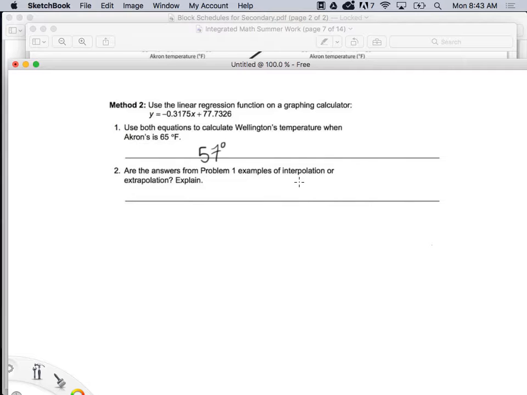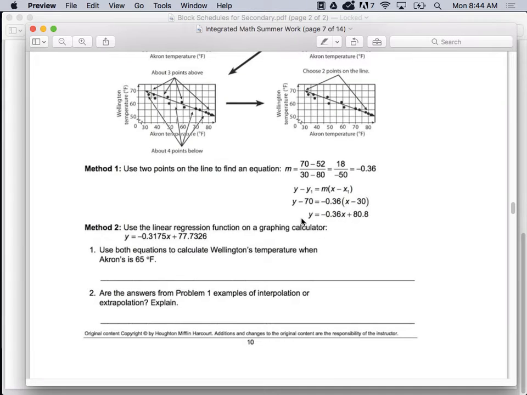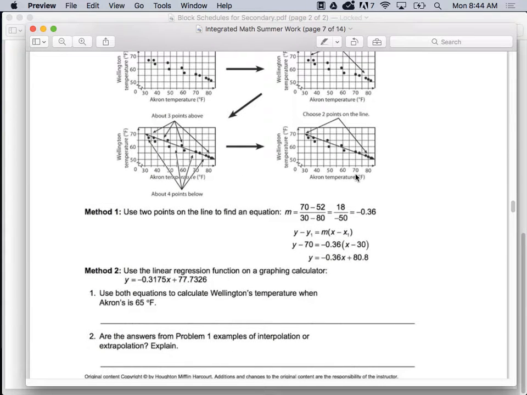The difficult part for this was figuring out what was x and what was y, right? So you know which to plug 65 into. And now it says, is this an example of interpolation or extrapolation? So the temperature was 65 degrees.